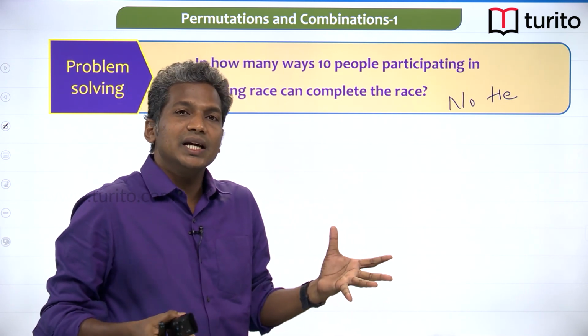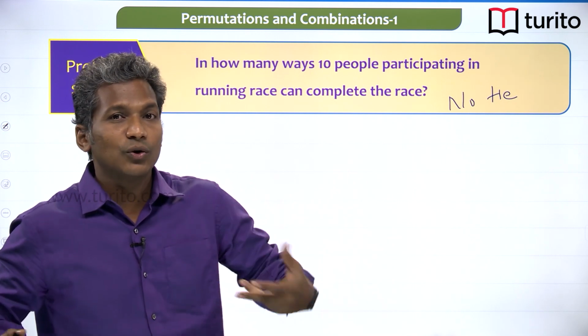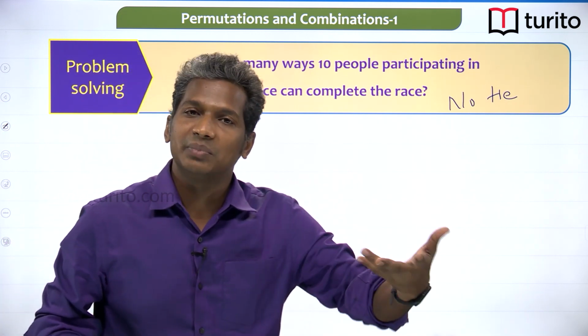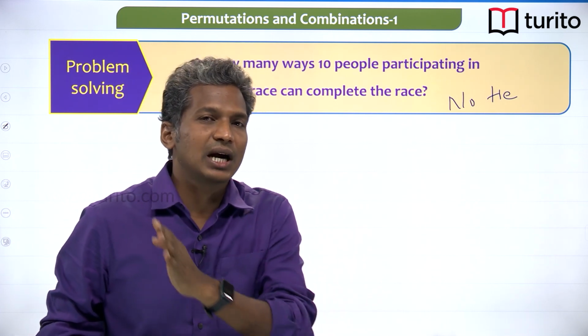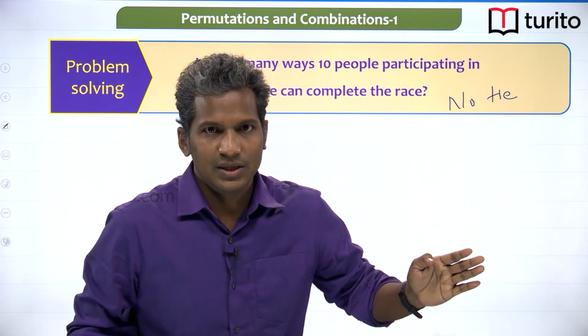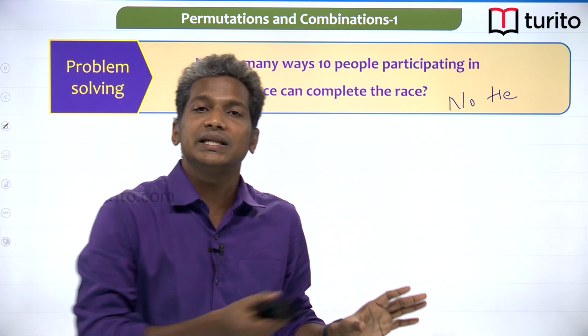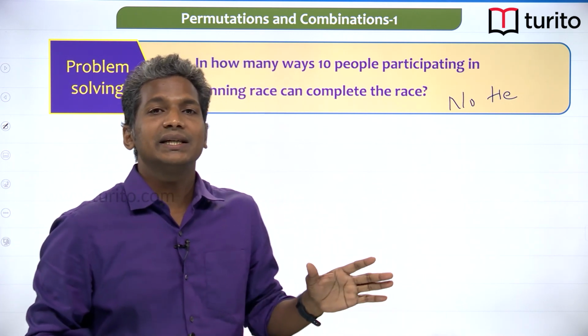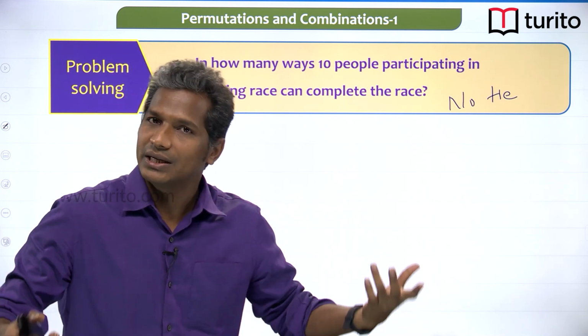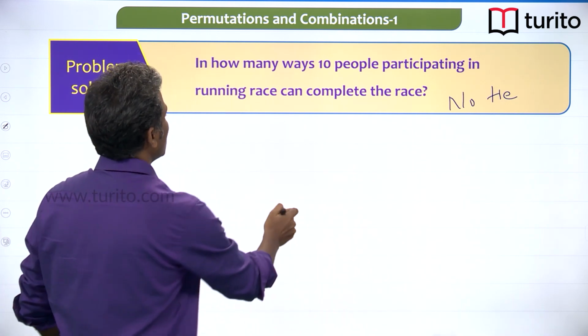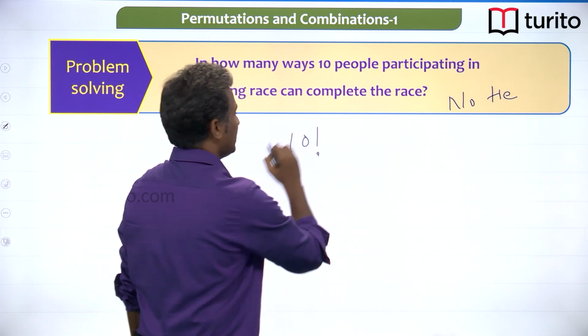So, here there are no seats, there is no arrangement, there are no places, but you can imagine places, because when they finish there will be positions starting from 1 to 10. So, you can imagine that there are 10 seats here and you are arranging 10 people in these 10 seats. So, in how many ways can you do that? 10 factorial ways. So, the answer to this question is going to be 10 factorial.